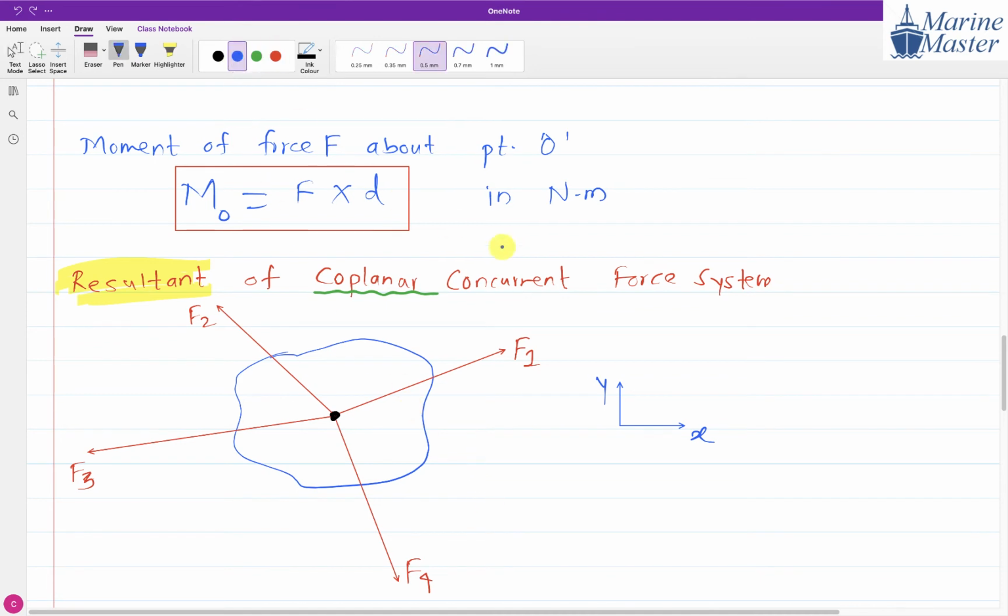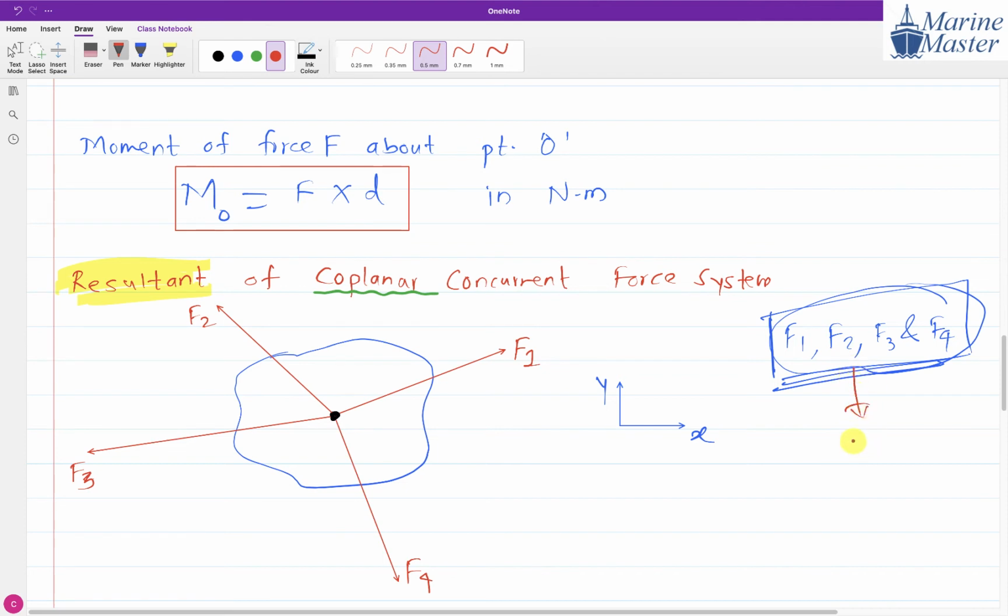Now here we have four forces: F1, F2, F3, and F4. Instead of four forces, the effect of these four forces together can be replaced by a single force, and that single force we will denote by R. That R force is nothing but the resultant force.